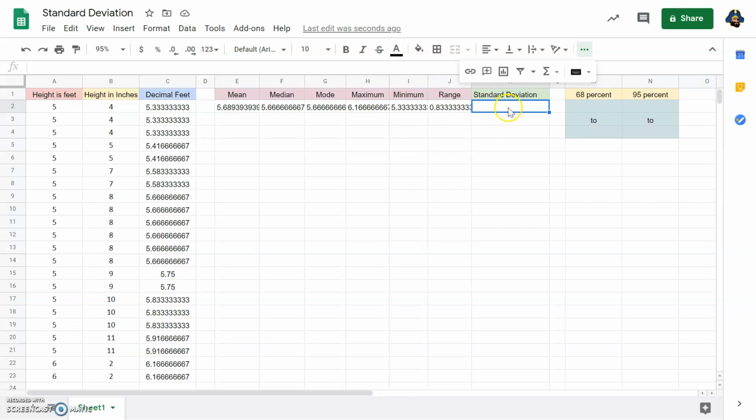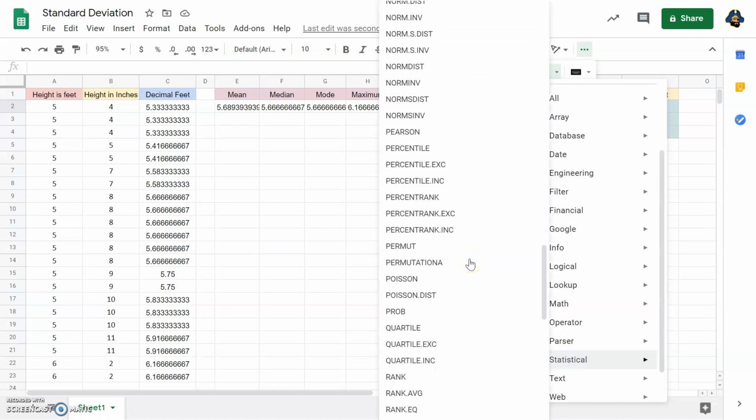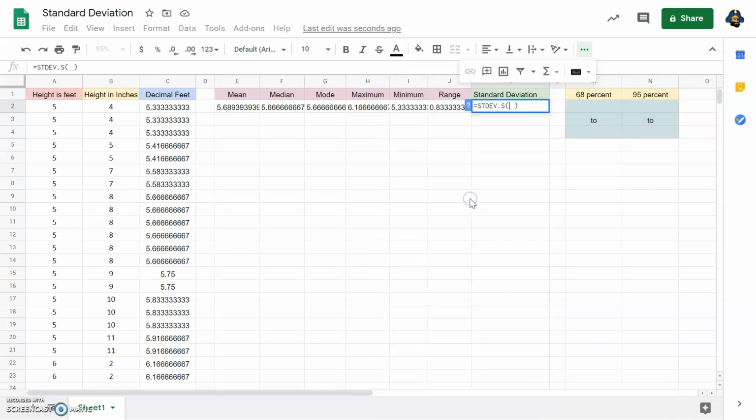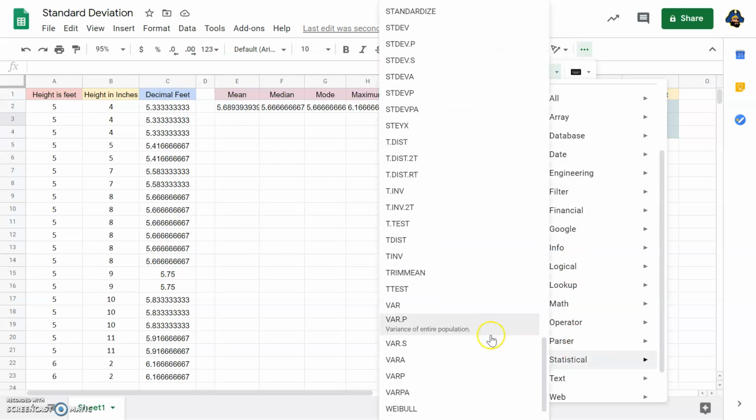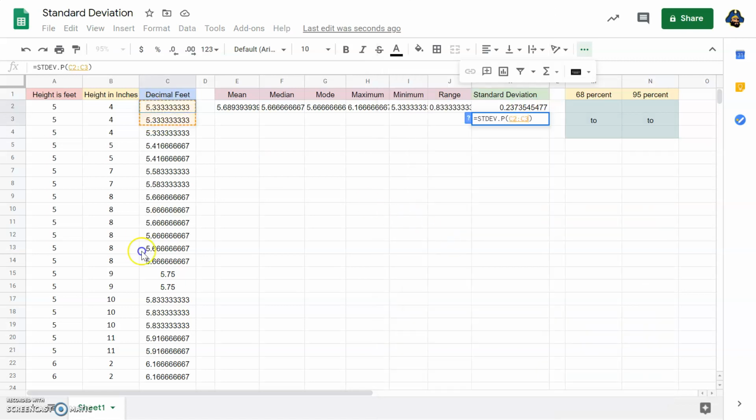So for standard deviation, we're going to find that again under statistical, and there is standard deviation for population and for sample. We only gathered a sample, so we're going to use the one for sample. But just for curiosity, we're going to put in the one for population as well, just to see what the difference is. Okay, not a big difference, but they are different.